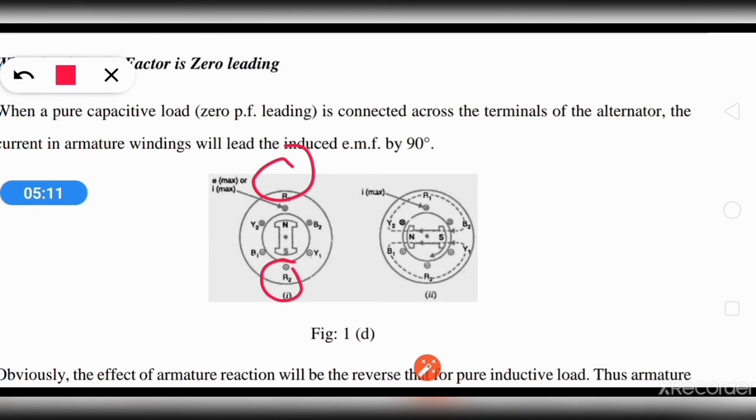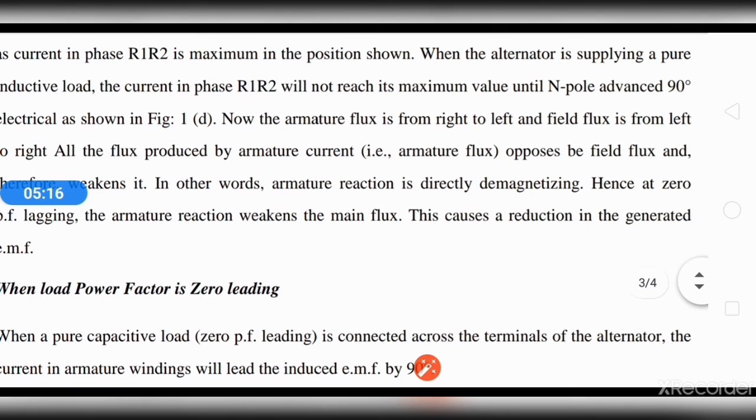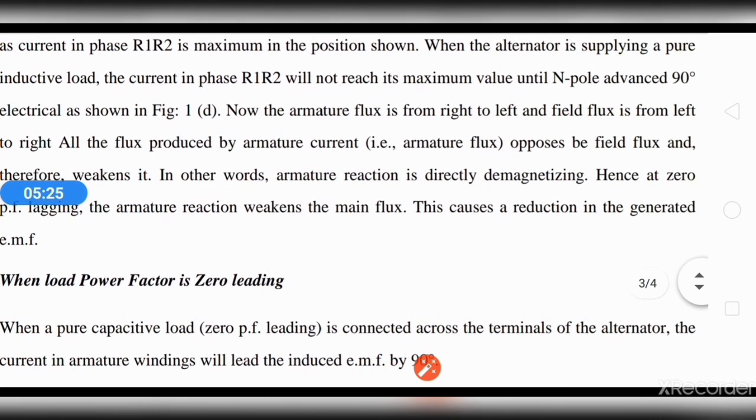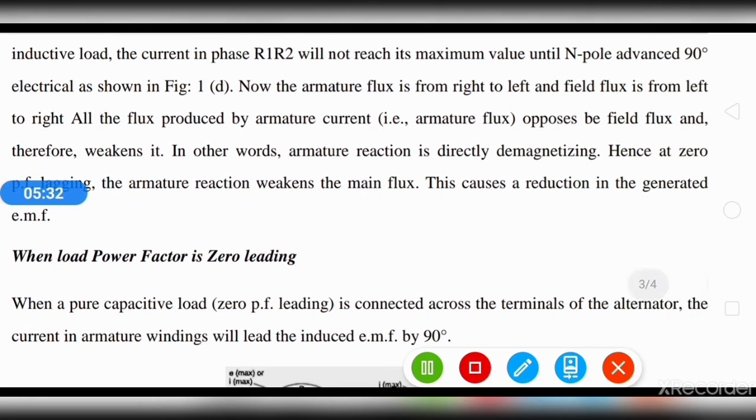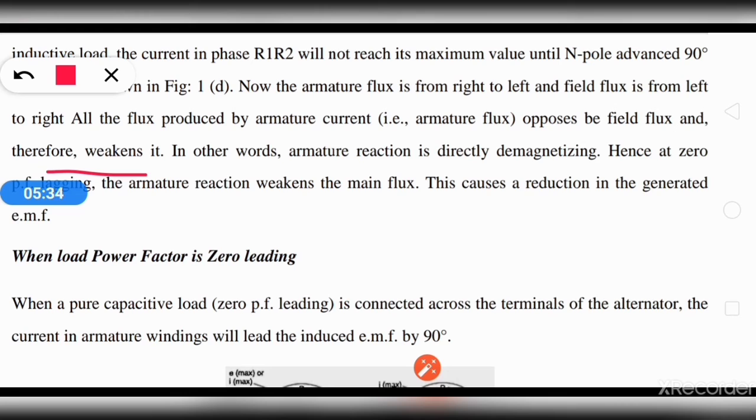For the zero lagging power factor, you will note that the armature flux is from right to left and the field flux is from left to right. As the flux produced by the armature current opposes the field flux, it weakens the main field flux. Hence, the armature reaction is directly demagnetizing when the load connected is zero lagging.